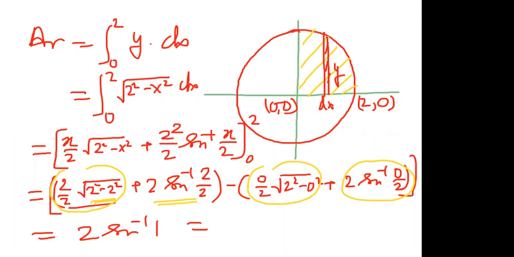And the value of sine inverse 1 is pi by 2. So it gives me as the result pi. The answer has come: pi. Now we are able to see this is the area of one quadrant. We need to calculate the total area.